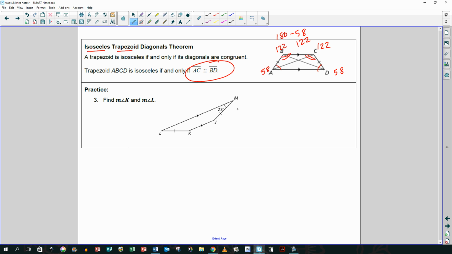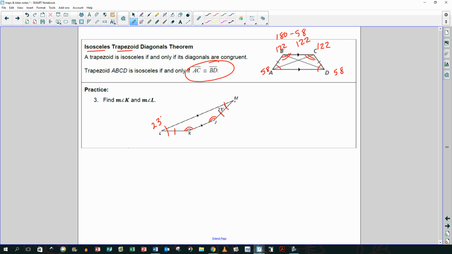So now go down here. We know we have an isosceles trapezoid because these two tick marks tell me the legs are congruent. So that means that M is congruent to L. Well, if M is 23, what's L? 23. So since it's an isosceles trapezoid, these two angles are also congruent.